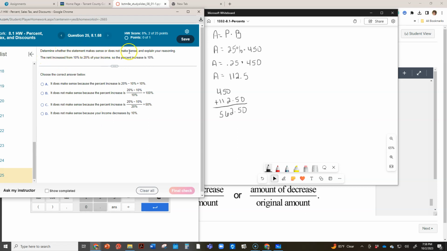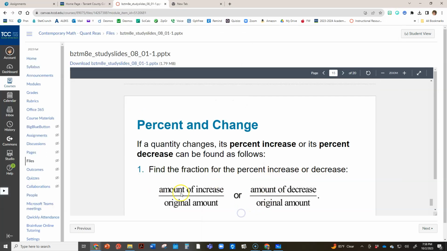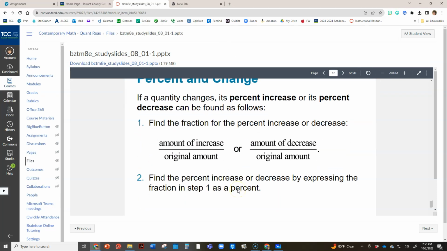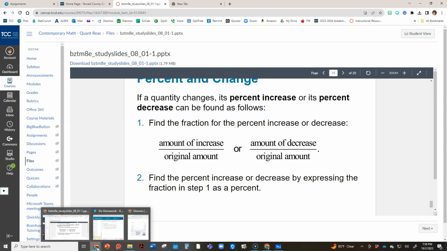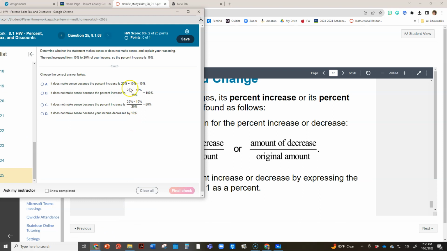Determine which statement makes sense or does not make sense. The rent increased from 10% to 20% of your income. So the percent increase is, you put the change and divide it over the original. Remember the amount of the increase or decrease. You can see the slide right here. The amount of the increase or the decrease over the original. And as long as all three of those numbers are percents, we can use that formula.